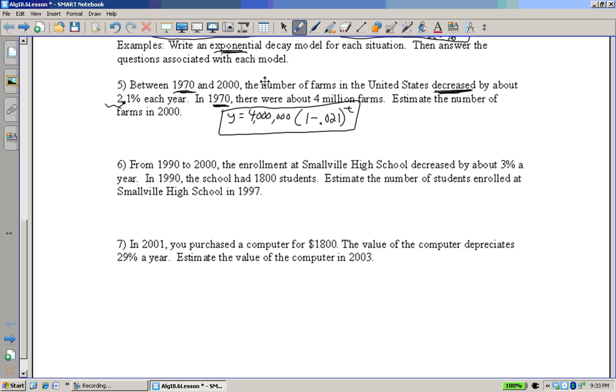They also want the number of farms in 2000, so I want to estimate that. Now, relate from 1970, that's my starting point, and the year 2000, that's 30 years. So I'm going to plug in a 30 for the t. And so we can plug this into the calculator. You could do it by hand, probably not the best idea though.